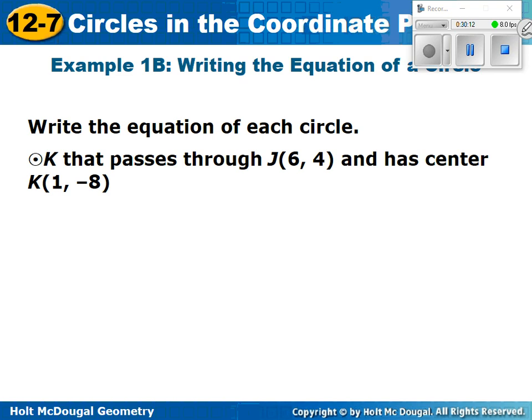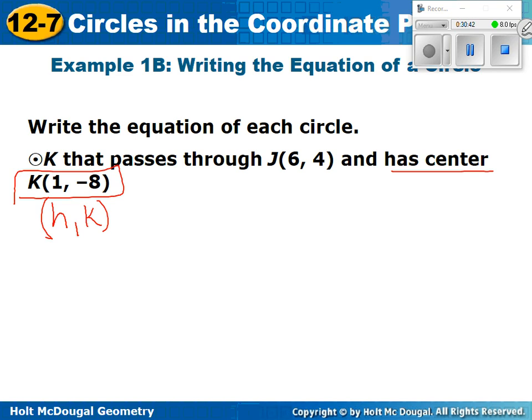What's different here on this one? Okay, they give you 2 points. What's one of the points they give you? The center. Which one's the center? Okay, so they give us the center is 1, -8. They tell us it has a center of 1, -8. So they're giving us the h and the k. What are they not giving us this time? The radius. You're going to have to find the length of the radius.